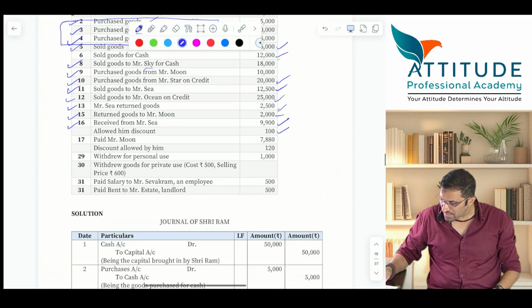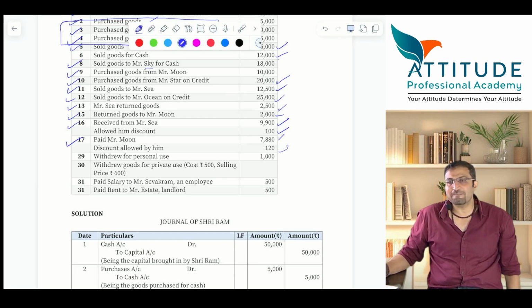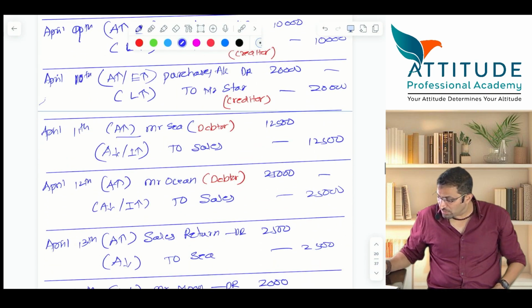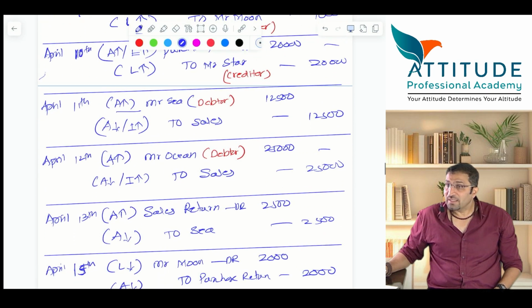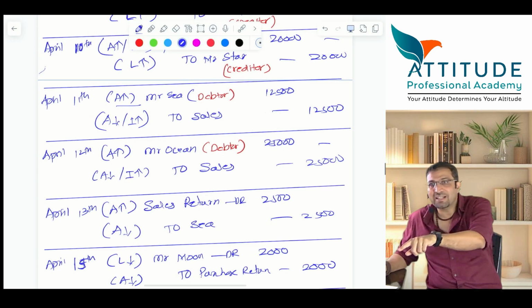Next date is 17th. On 17th, paid Moon 7880 and discount allowed by him is how much? 120. Did you understand this transaction? What is this transaction? Do you have to pay to Moon? How much you have to pay? 8,000. We have already analyzed that. And payable is always showing a credit balance.